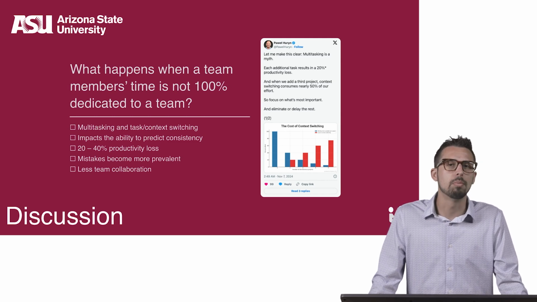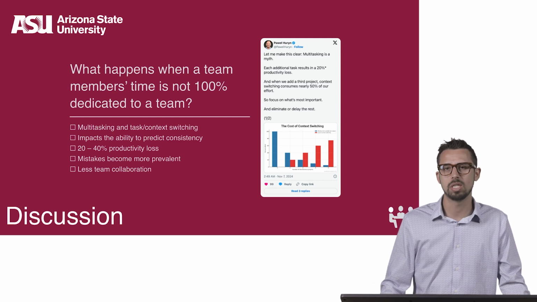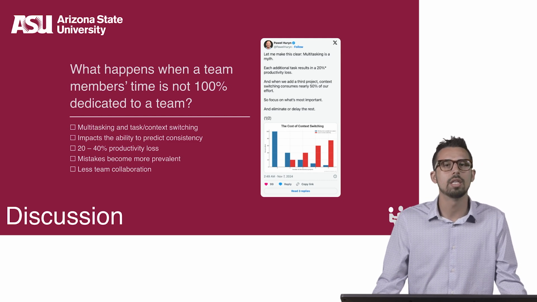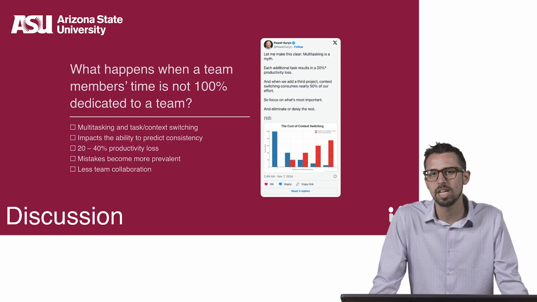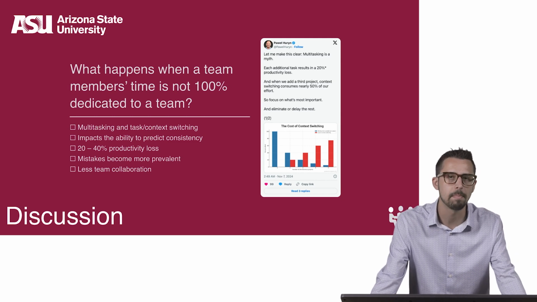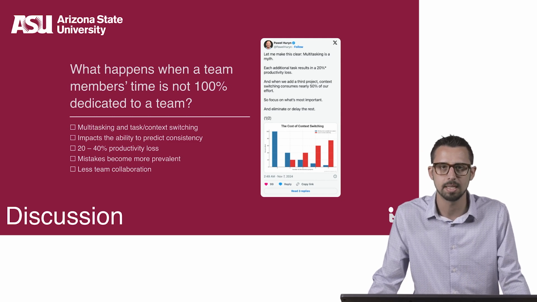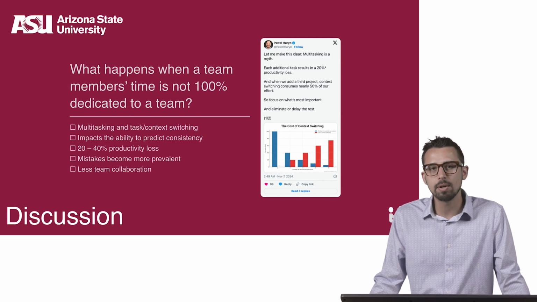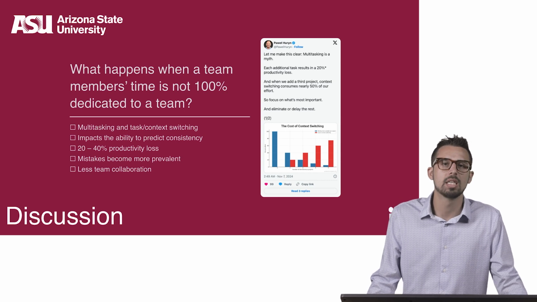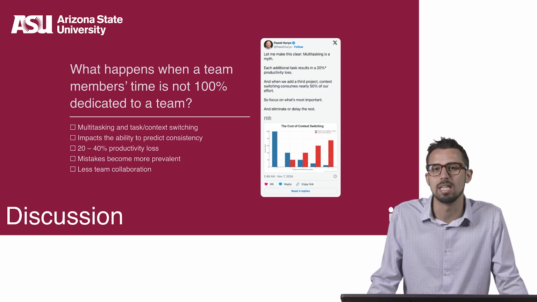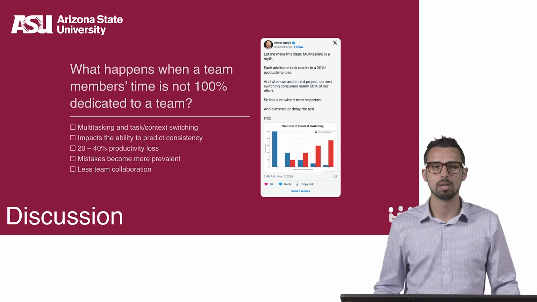People are more likely to make mistakes when they multitask. Task switching consumes working memory, and people are less likely to remember their context when they multitask. When everyone on the team is 100% allocated to one project, they can continuously collaborate as a team, making everyone's work more effective.